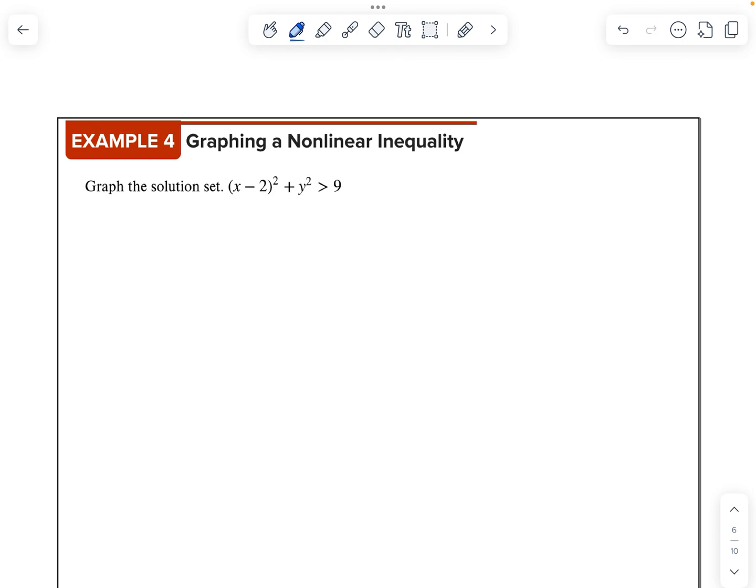All right, this one looks a little bit different. You should be able to recognize this as a type of equation. This looks like a circle. And a circle has the equation (x minus h) squared plus (y minus k) squared equals r squared. Hopefully at this point in the semester you're recognizing things like this. And the center is (2, 0). And the radius is 3.